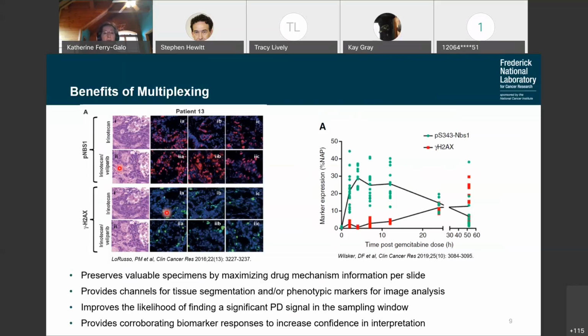In this case, on the left-hand side, this was a patient that was a partial responder in a drug trial with a lead-in of irinotecan and then a second biopsy with the addition of veliparib. And we saw no increase in gamma H2AX, the more traditional biomarker for DNA damage response in this particular patient. But with the addition of phospho-MBS1 in this multiplex, a very robust increase in phospho-MBS1 was evident in this particular patient.